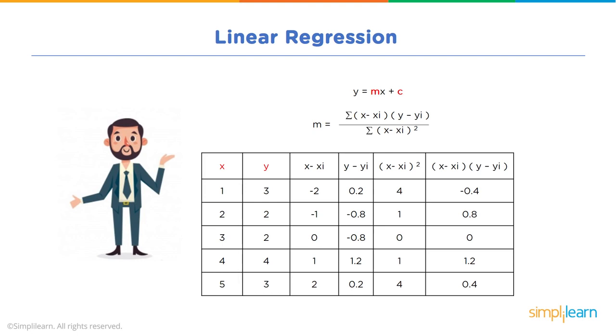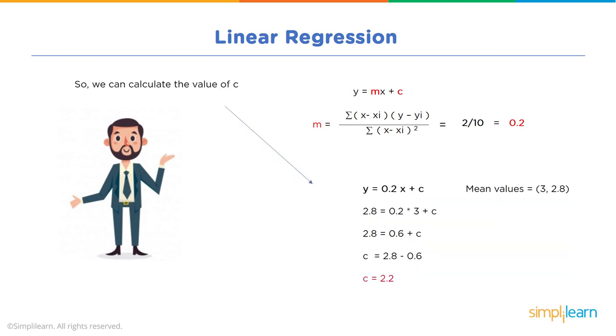You can guess that the next step is to sum the different columns for the answers we need. We get a total of 10 for (x minus xi) squared and a total of 2 for (x minus xi) times (y minus yi). When we plug those in, we get 2/10, which equals 0.2. So now we know the slope of our line equals 0.2.